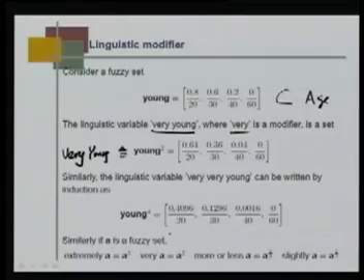Now, another example. If A is a fuzzy set, extremely A, I can define to be A cube. Very A is A square. More or less A is A to the power half. Slightly A is A to the power 1 upon 3, the cube root. So it is the cube root of A, square root of A, A square, and A cube, depending on whether the modifier is slightly, more or less, very, or extremely. This is where we can deal with linguistic modifiers.